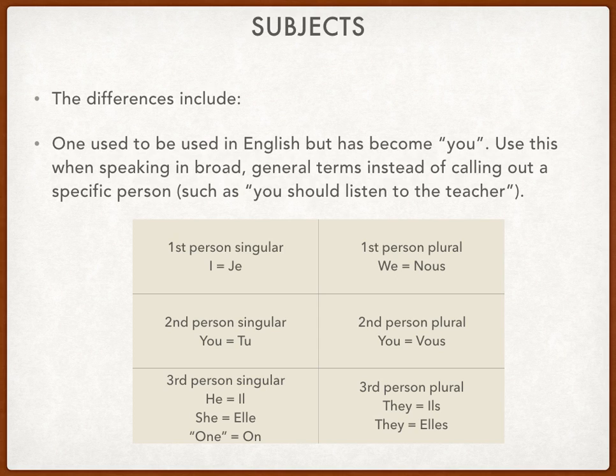We also have the pronoun one. It used to be used in English all the time, but now we typically use it as a very broad general you. So this is when you're talking about you, but you're not really talking about a specific person. Okay, so if we say things like, oh, to do well in school, you should listen to the teacher. We really mean everyone should listen to the teacher, but we use the word you. In French, we're going to say one should listen to the teacher, and we're going to use the pronoun on.